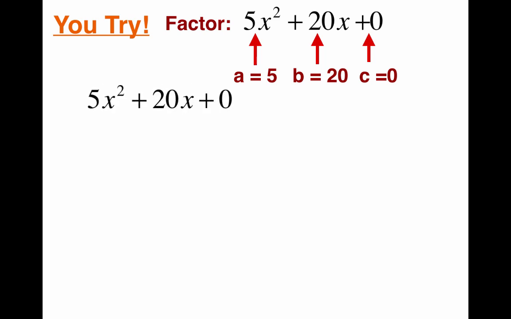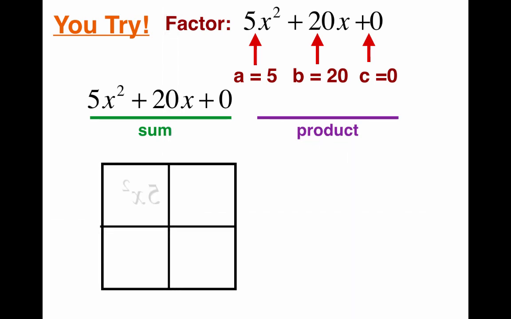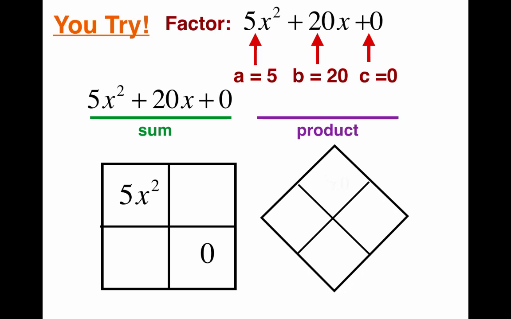So 5x squared plus 20x plus 0. Well, that's the sum. We're going to find that product. I like to label all of this. We're going to build our rectangle with 5x squared and 0. Now when you times those together, 5 times 0 is 0x squared. 20x is what's going to go in the bottom of that diamond. That's the piece we have to figure out.